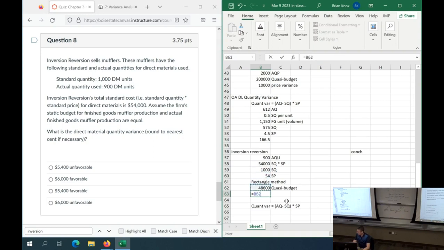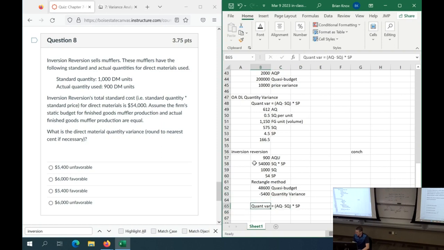And we can simply take that quasi-budget rectangle minus the standard budget rectangle. So standard cost was 54,000. Quasi-budget cost was 48,600. So the difference of 5,400, negative 5,400, we'll come back to favorability in just a second, is our quantity variance.